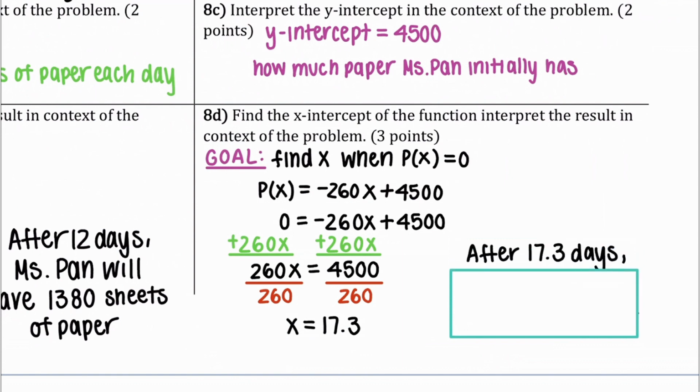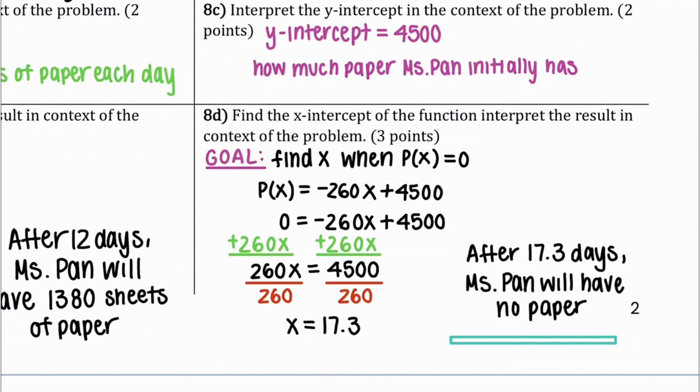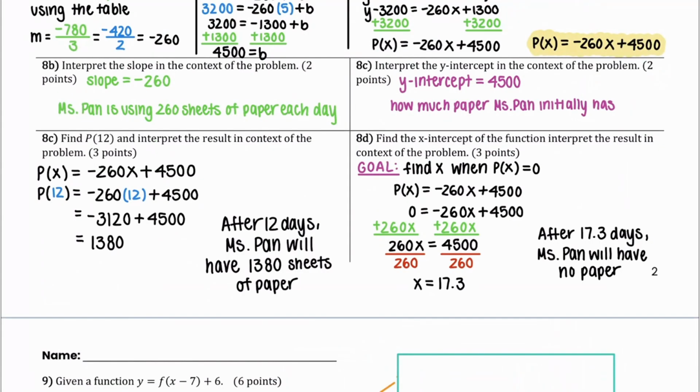So in English, what does that mean? That means after 17.3 days, Miss Pan will have no paper. Yay. I know it doesn't really make sense to say 0.3 days, but the question didn't ask us to round, so let's just leave it as it is.